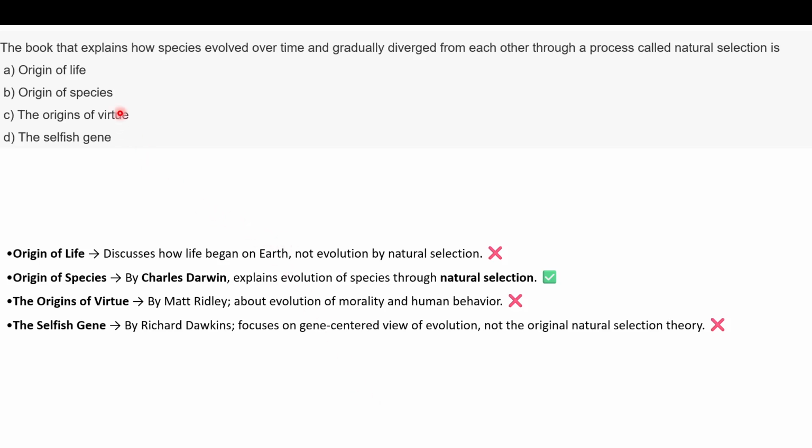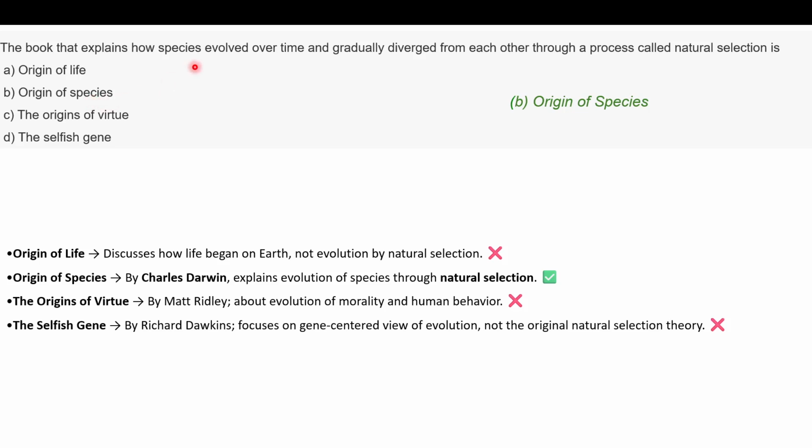Now, the book that explains how species evolved over time and gradually diverged from each other via natural selection is, this was written by Charles Darwin. The correct answer is option B, Origin of Species. So, origin of life is basically the concept which discusses how life began on Earth, not evolution by natural selection. It talks about how life actually began on Earth.